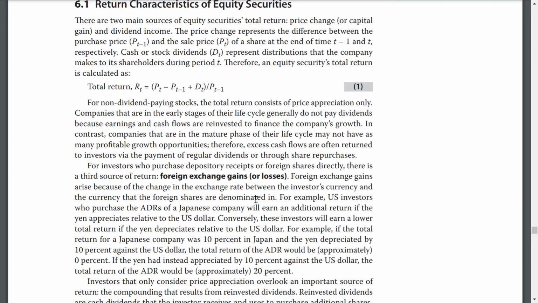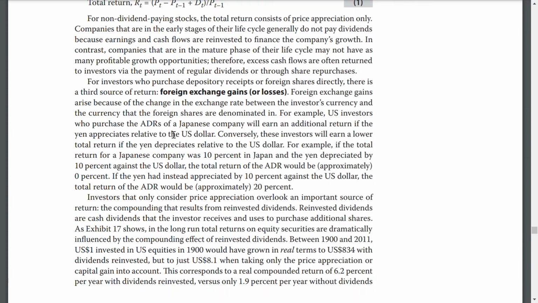Investors who purchase ADRs in Japanese companies will earn an additional return if the yen appreciates relative to the U.S. dollar. Conversely, these investors will earn a lower total return if the yen depreciates relative to the U.S. dollar. For example, you get the point.